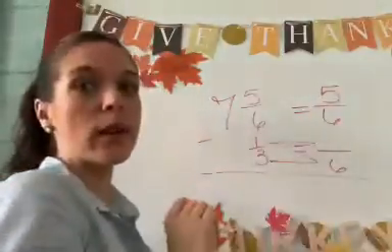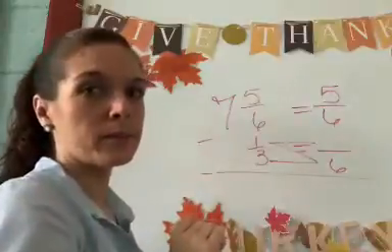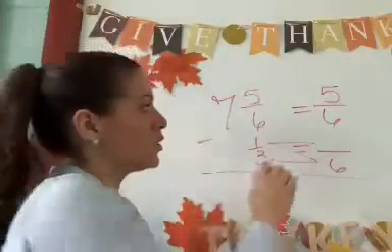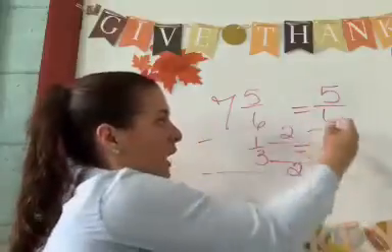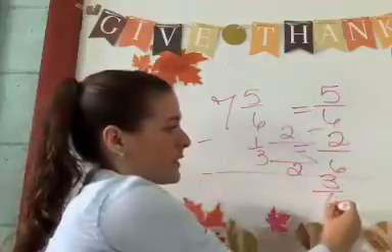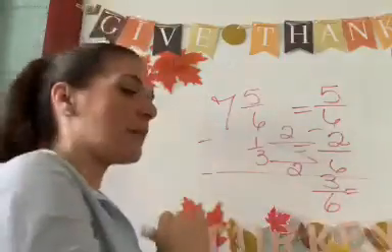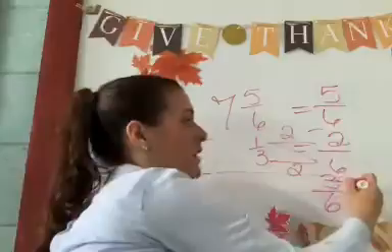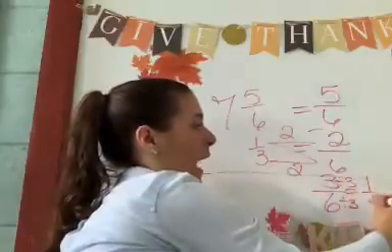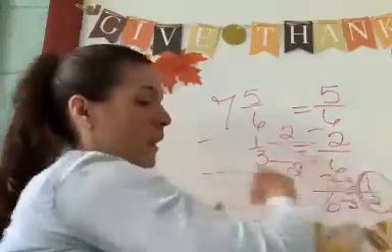What's our answer going to be, Oscar? 2. Excellent job. Because we put 2 here, and it's 2. 5 minus 2 is 3/6. How do we reduce that, Mario? Divide by 3, divide by 3. So it'll be 1/2. There you go.